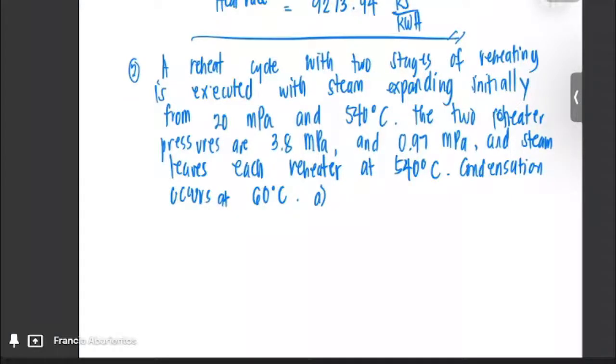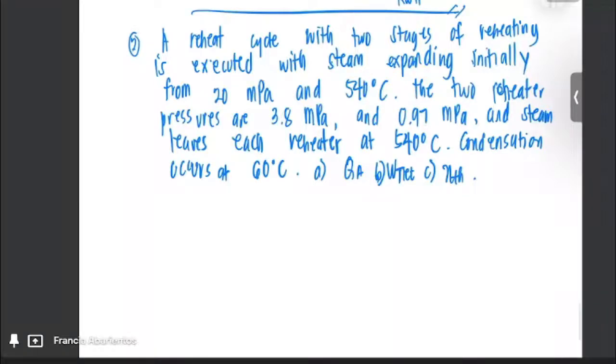Pinapahanap sa atin yung heat added, total heat added, the work of the turbine, and letter C, the cycle efficiency. Work net. Paano yung gagawin nyo? Una class, solution nyo, hindi na ako magbibigay ng given.